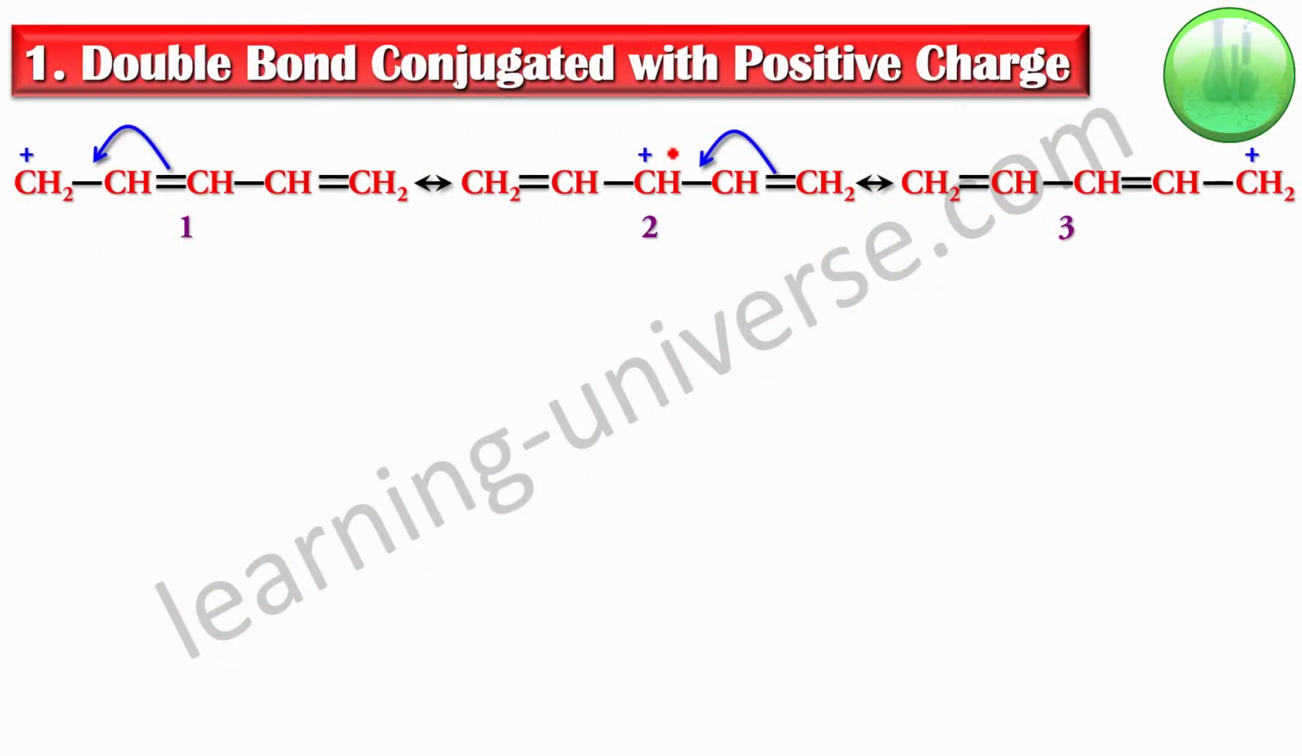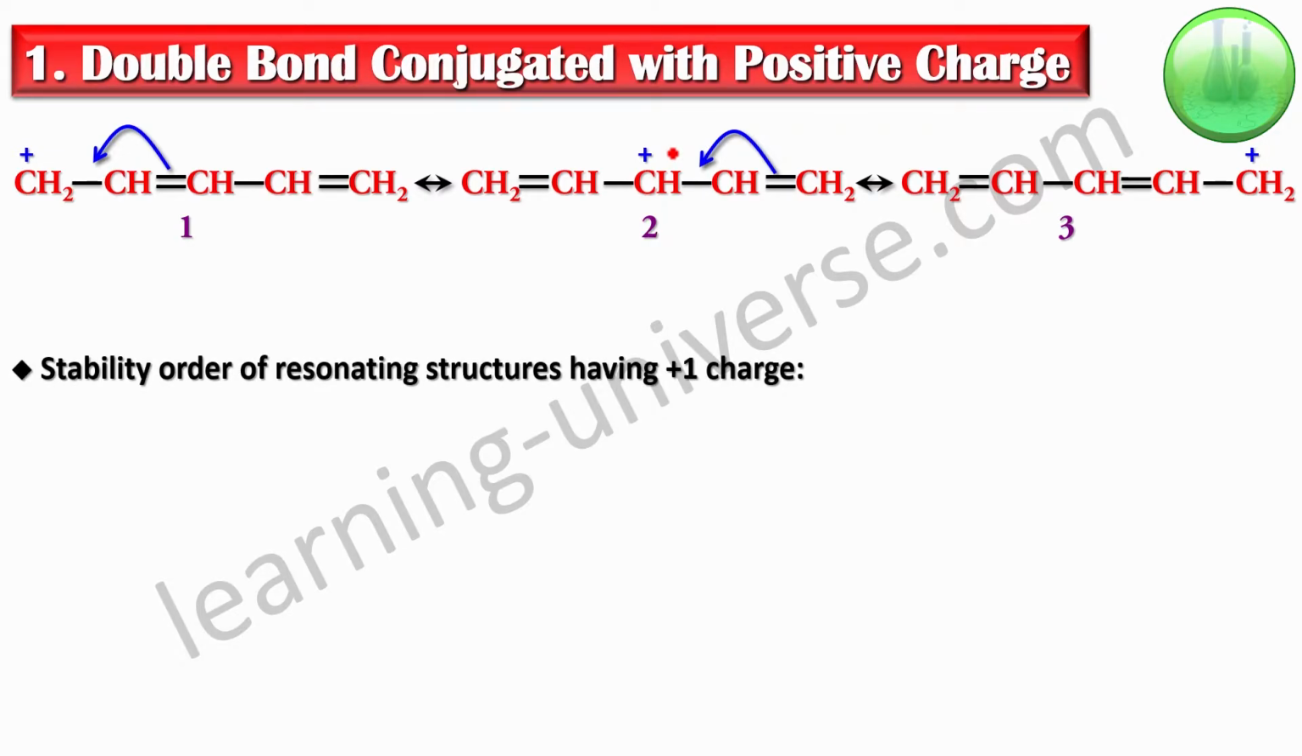So now how do we calculate the stability? How do we figure out which is more stable and which is less stable? Because the more stable the structure, the more contributing it is going to be. So the order of stability of resonating structures which have total charge plus 1. If you look at 1, 2, 3, everywhere the net charge is plus 1 and they will always be the same. Then the order of looking at it is like this.